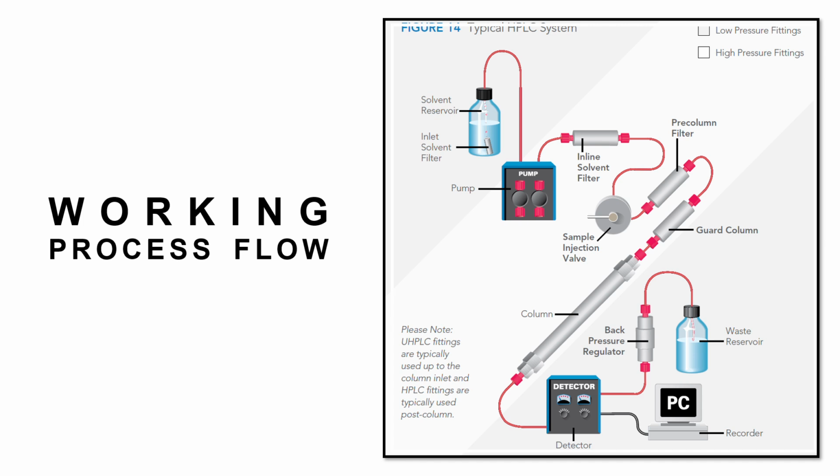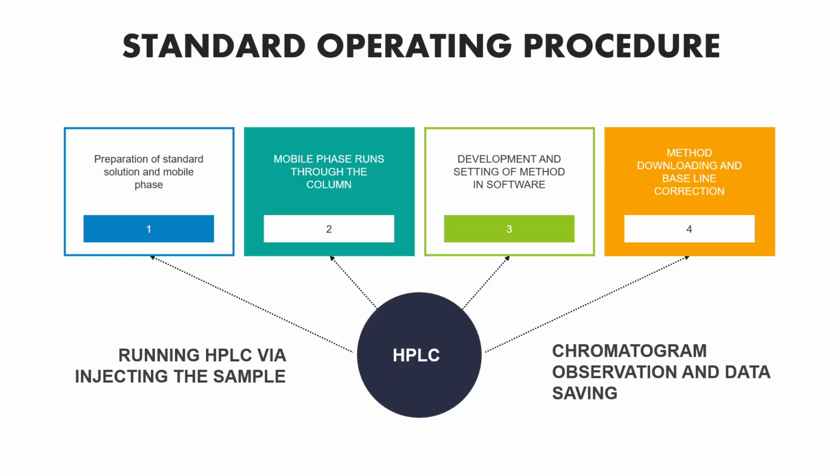This is the basic working and principle of high performance liquid chromatography. Now we will move forward to the standard operating procedure for HPLC. First of all, we have to prepare the standard working solutions and the mobile phase, which has been previously filtered through a syringe filter and sonicated for 10 minutes. Then we switch on the instrument and start purging the mobile phase to remove air bubbles in the tubing. We allow the mobile phase to flow through the column for saturation of the column.